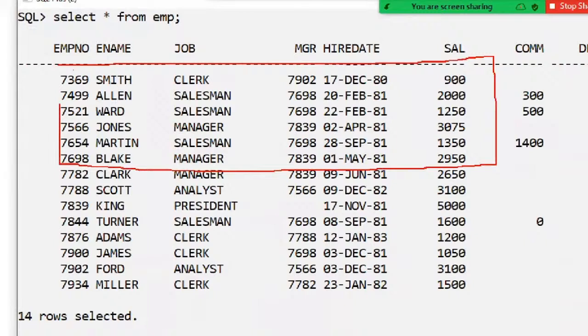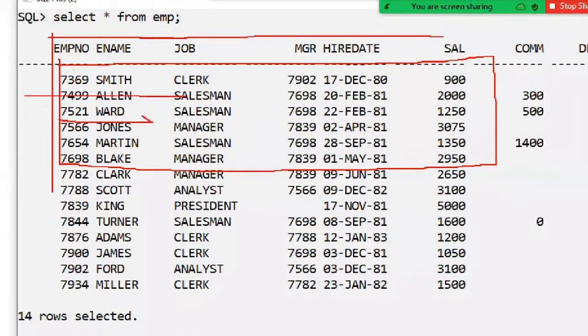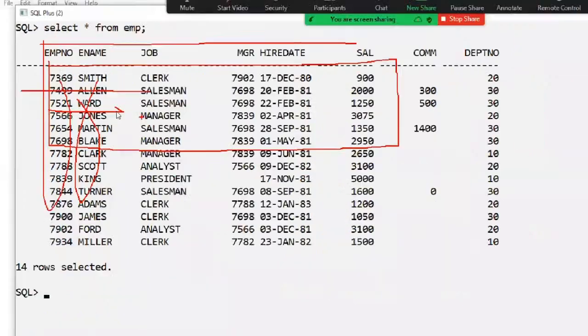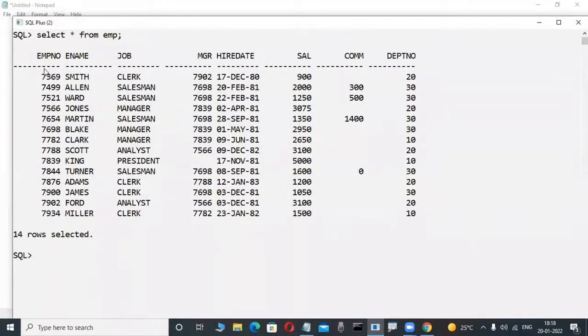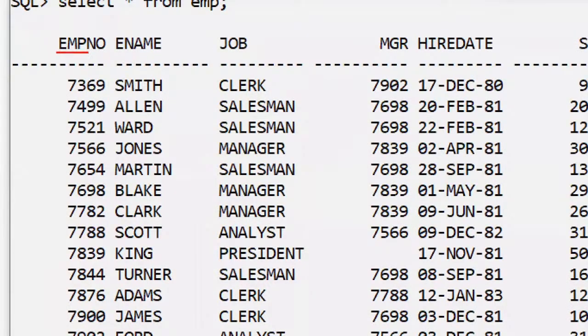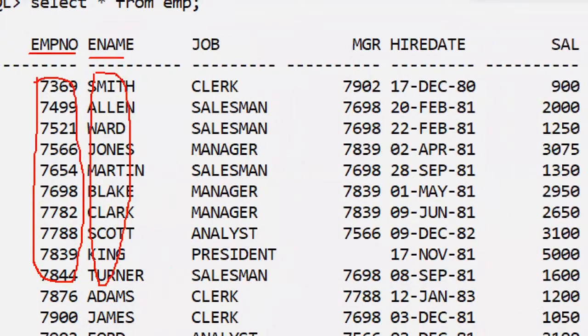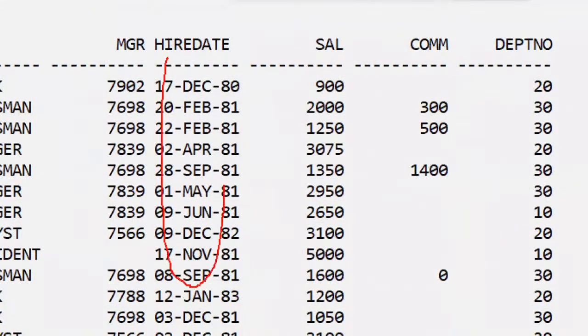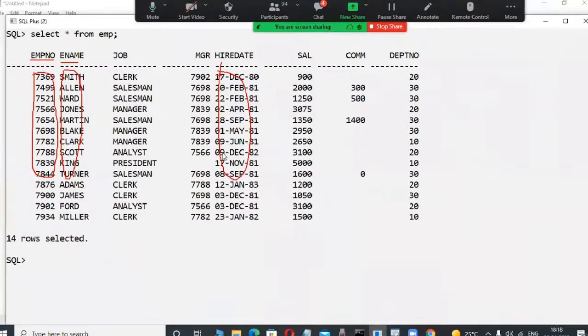Organized fashion means maybe a table. Here these are columns, and here these are rows. They are storing the data in an organized manner. Slowly observe here, this is a matrix format. Here is employee number; in this column only numbers are available. In this column only characters are available. In this column only dates are available. That's why the data is stored in a structured manner.